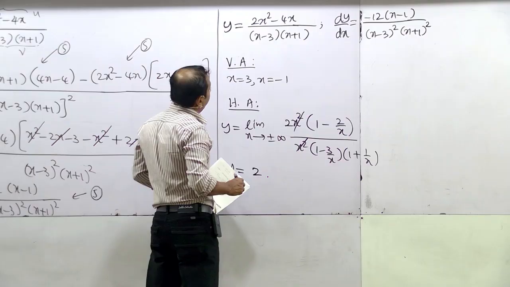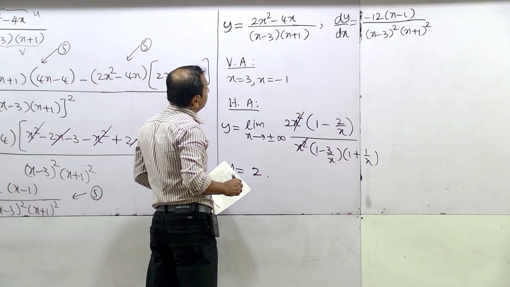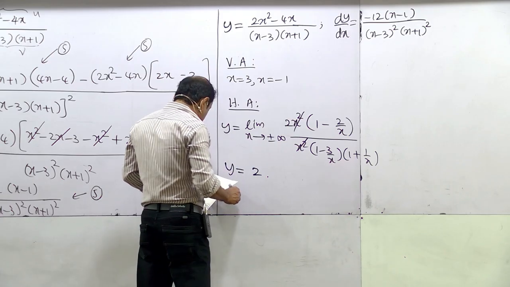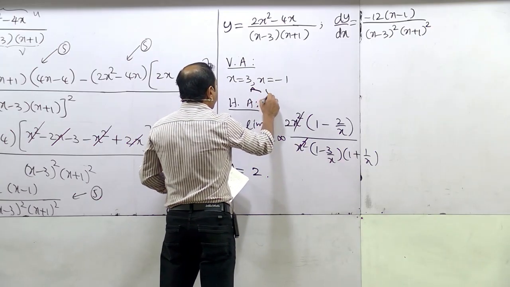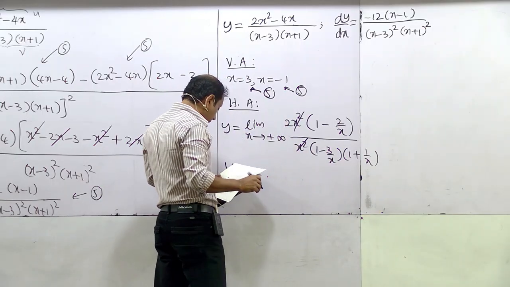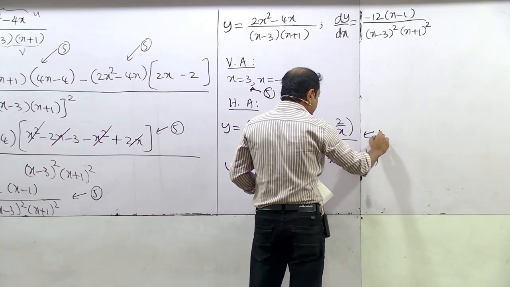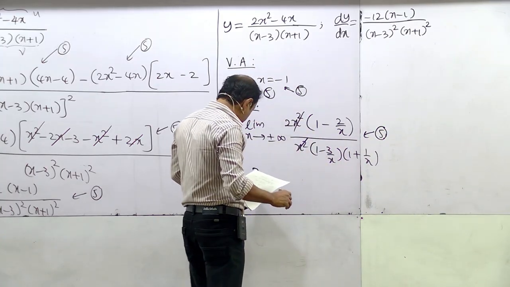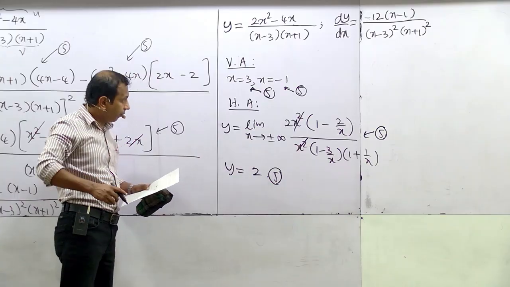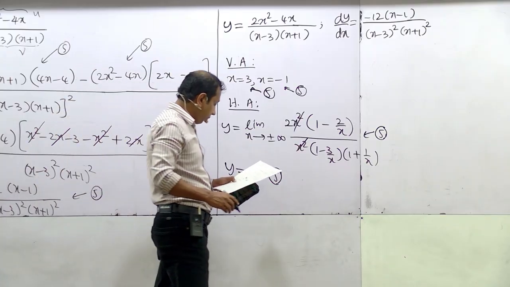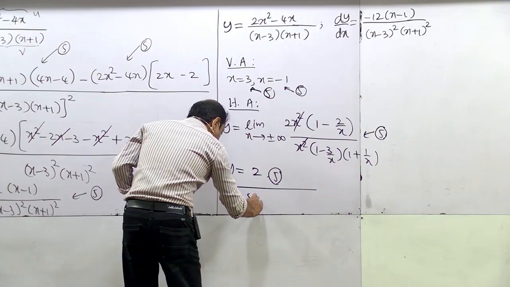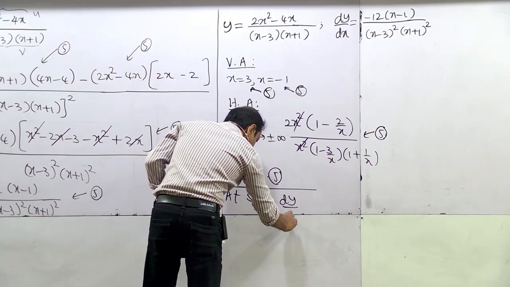Taking 2x² out gives 1 minus 2 over x, correct. Here we get 5 marks for this, 5 marks for this, and for this simplification 5 marks. Getting the horizontal asymptote as y = 2, another 5 marks we get there. Next one, stationary points. At stationary points, dy/dx = 0.